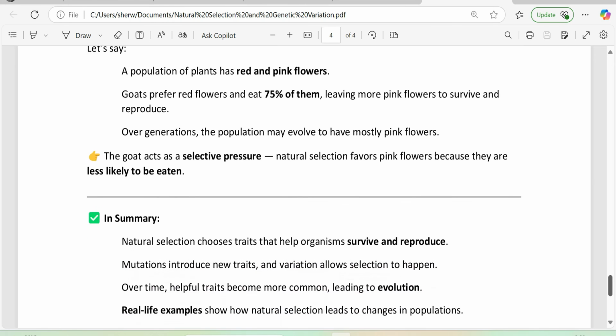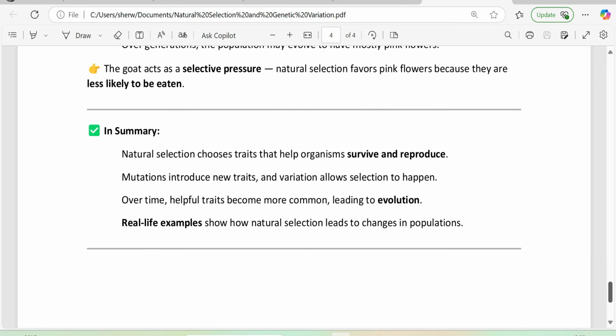In summary, natural selection chooses traits that help organisms survive and reproduce. Mutations introduce new traits, and variation allows selection to happen. Over time, helpful traits become more common, leading to evolution. Real-life examples show how natural selection leads to changes in populations.